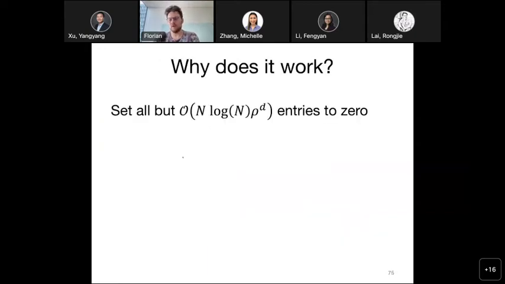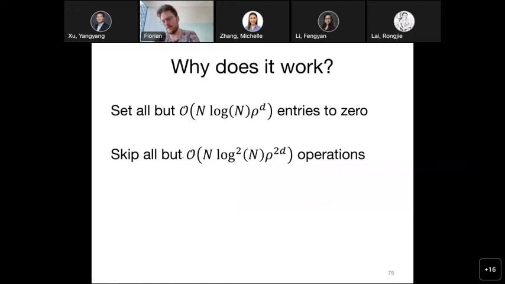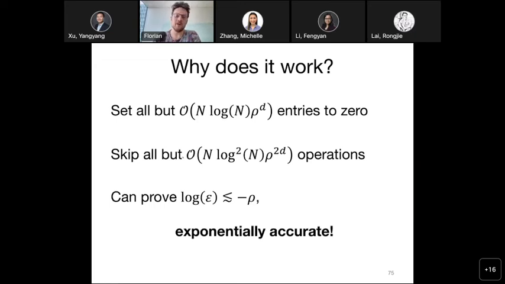And now you should wonder, why should this work? Because we have set all but near linearly many entries of this dense matrix to 0, so we ignored almost all of its entries. And then afterwards, we have skipped almost all of the steps in the Cholesky factorization. However, I'm claiming that we can prove rigorously that the approximation error will decay exponentially in rho.